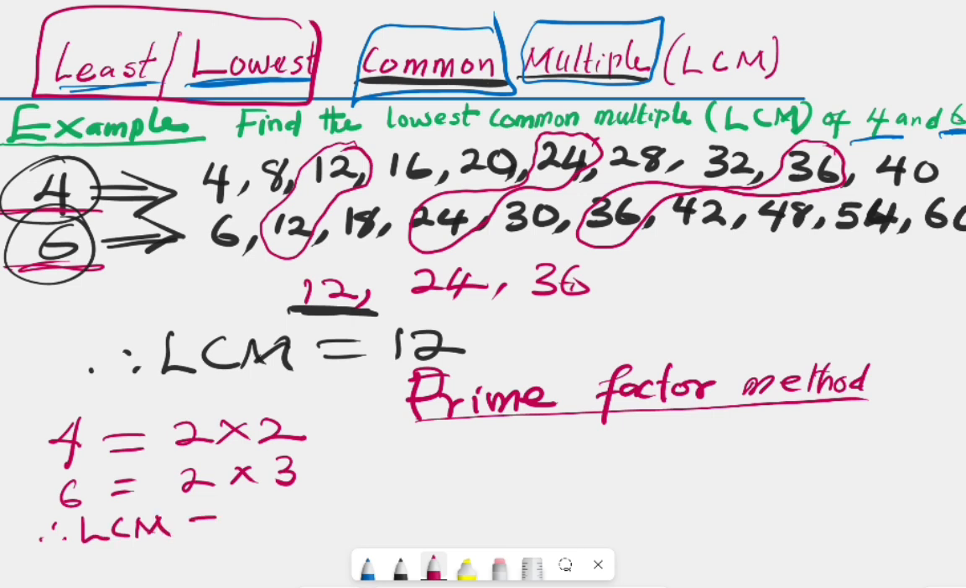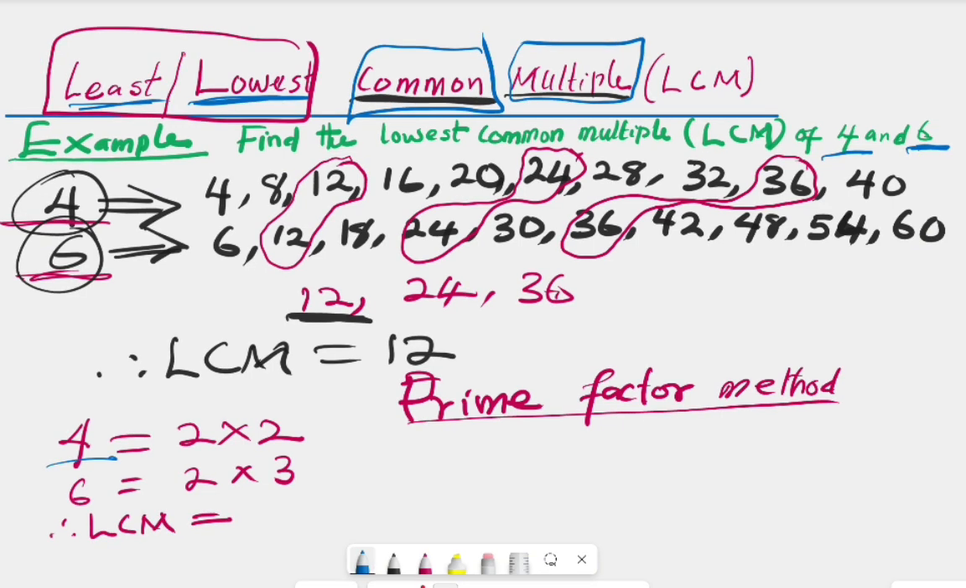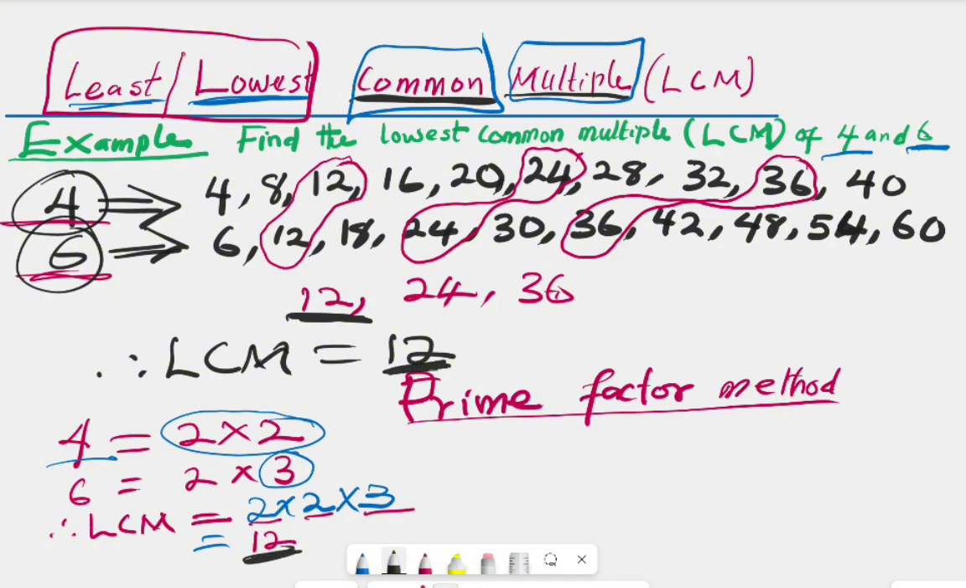LCM means pick where you have the highest numbers of 2. Where we have the highest numbers of 2 is in line 4. We pick all, which is 2 times 2. And where do we have the highest numbers of 3? We have it in line 6, which is this 3. When you multiply this together, 2 times 2 is 4. 4 times 3 gives you 12, which is the same number as this.